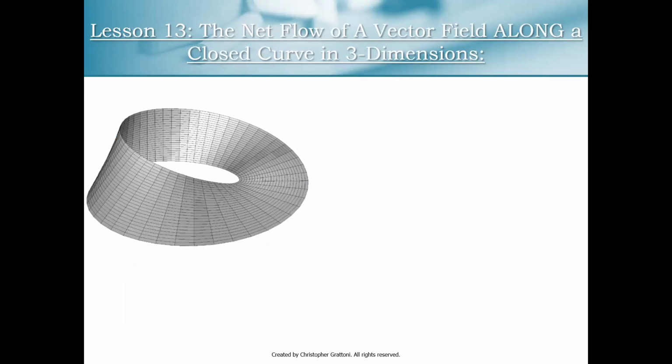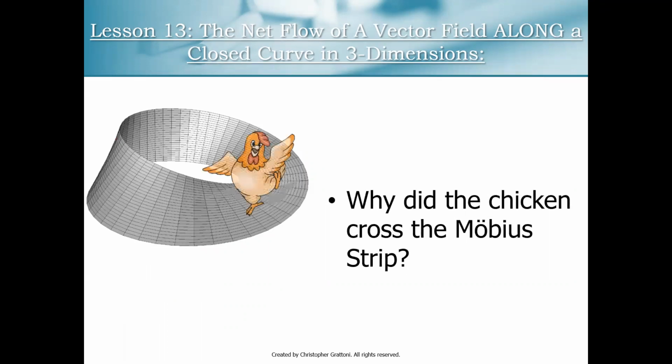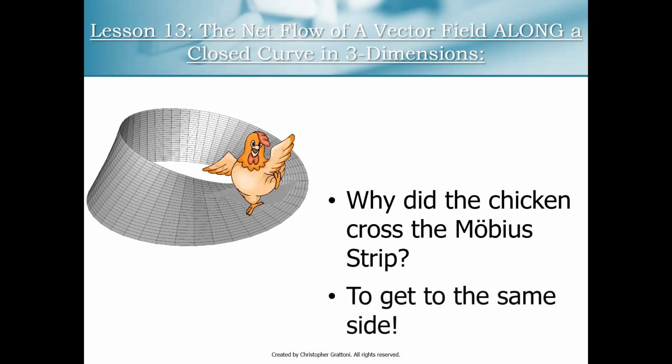And of course, now you're ready for a famous joke. Why did the chicken cross the Mobius strip? To get to the same side. Oh, come on, that's a classic math joke. A Mobius strip only has one side. And everybody knows that the best kind of joke is the joke where you have to explain the punchline to people. So you guys should use that one.